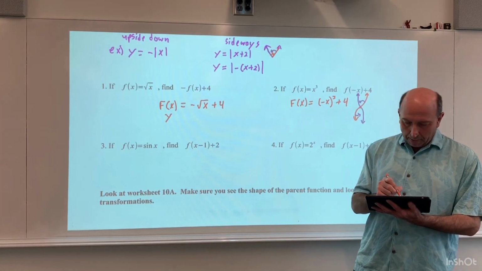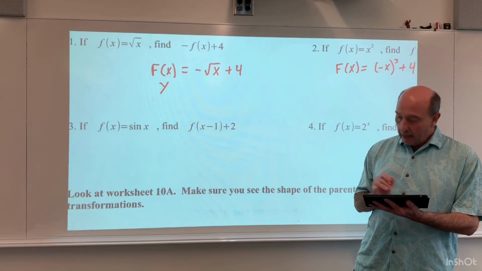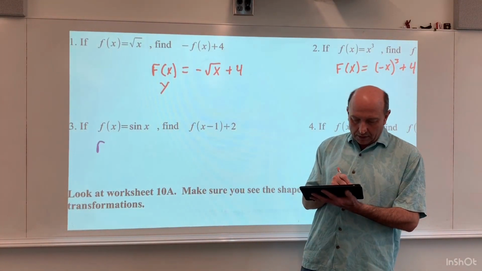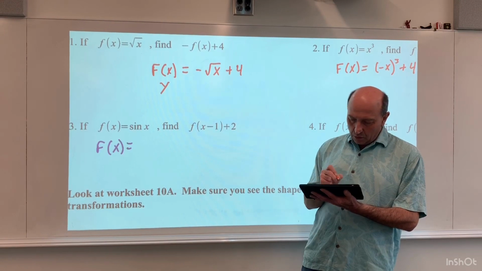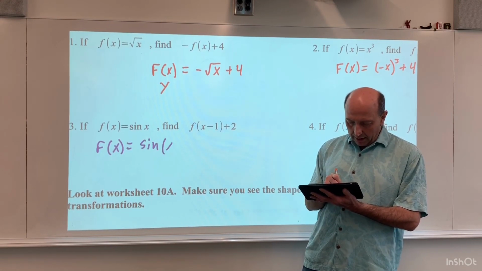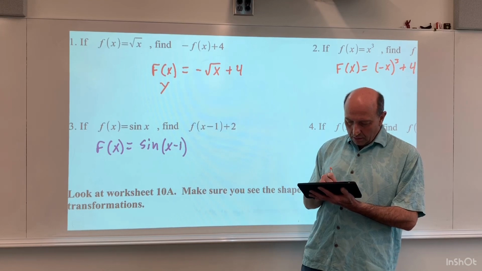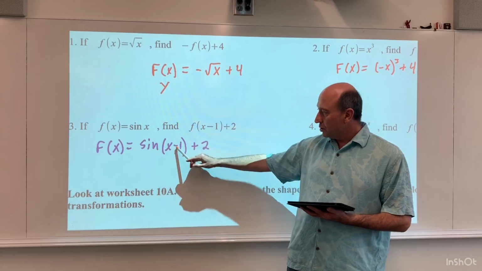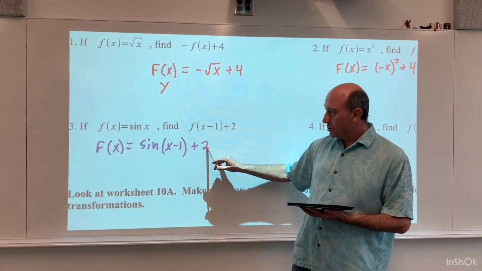All right, let's try the next one. So x minus 1 goes in the formula. So that would look like this. F of x equals the sine of x minus 1 plus 2. So this moves it to the right 1, up 2.